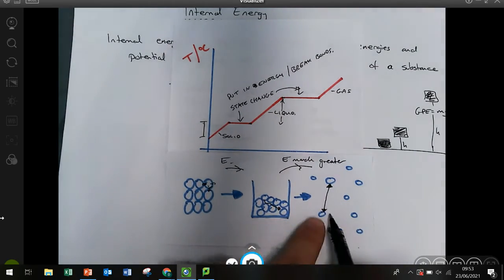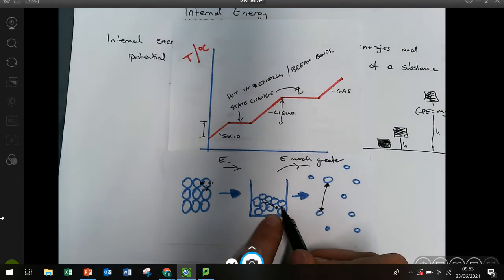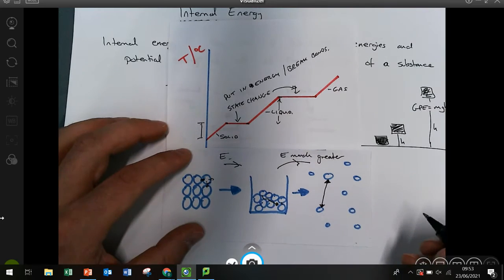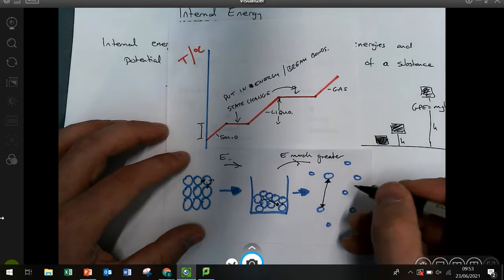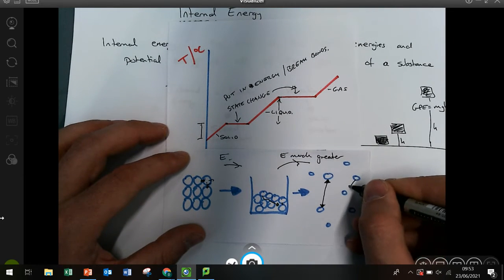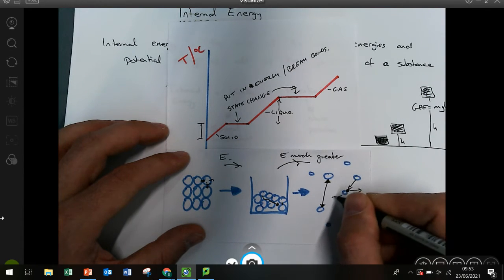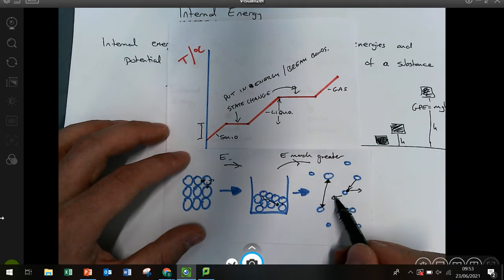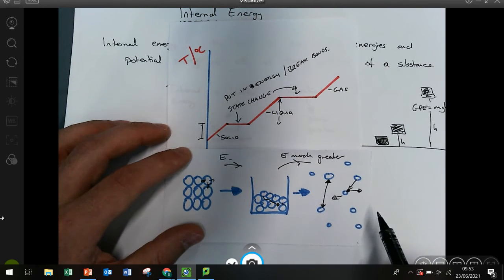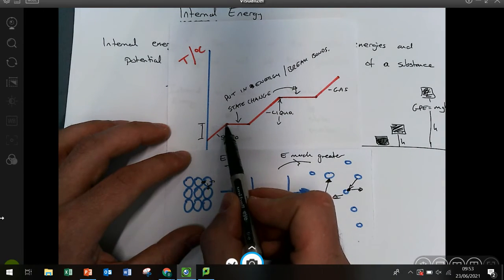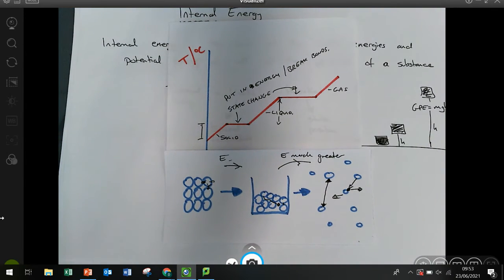Whereas to go from a liquid to a gas, I'm completely breaking these bonds. I'm completely separating these particles. So much so that even if these particles come close to each other, they will not bond. They will just bounce off each other because they have so much energy to overcome these bonds. So it takes far more energy to go from a liquid to a gas than it does to go from a solid to a liquid.